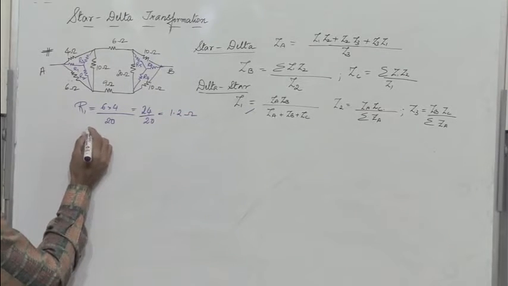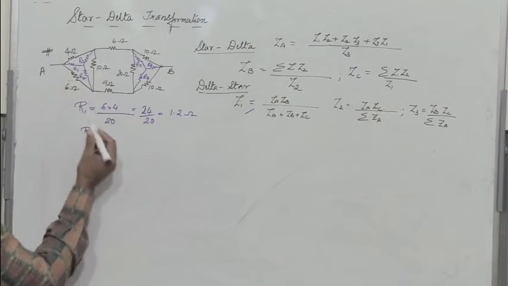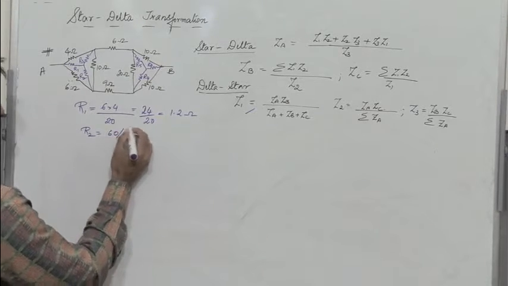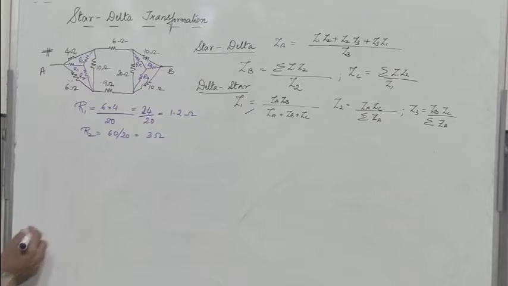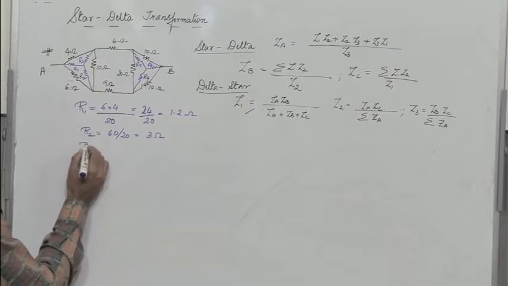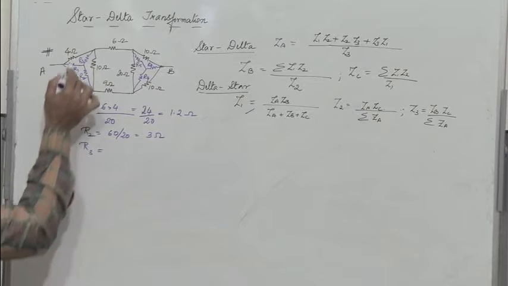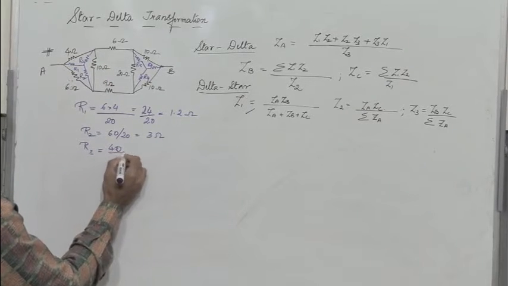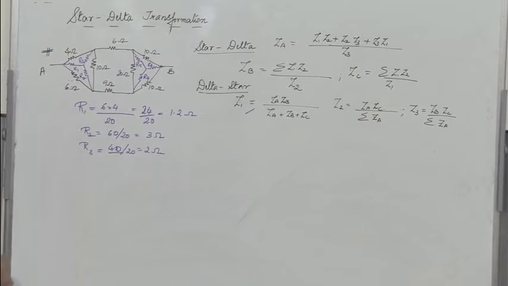Similarly, what about R2? Multiply these two resistances on either side: 6 into 10 is 60, divided by the sum of resistors, which is 20. That gives me 3 ohms. Next, let me find R3. R3 is 4 into 10, which is 40, divided by 20, which gives me 2 ohms. So the values of R1, R2, R3 are given here.